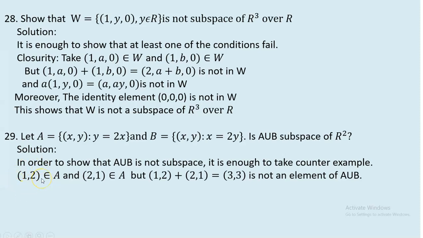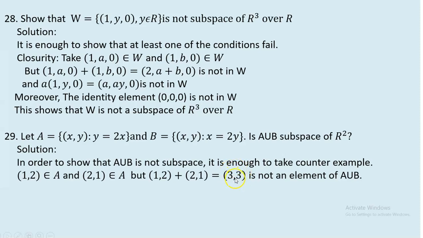Ordered pair (1, 2). Clearly (1, 2) is an element of A, because when you put 1 there in place of x, 2 times 1 is 2, so (1, 2) is an element of A. Take again another element (2, 1), because when x is 2, y can be 1, so (2, 1) can be an element of B. Students, please correct this one by making it B, okay? This is B, whereas this one is A. Now if you take the sum of the two, (1, 2) plus (2, 1), it will be (3, 3).